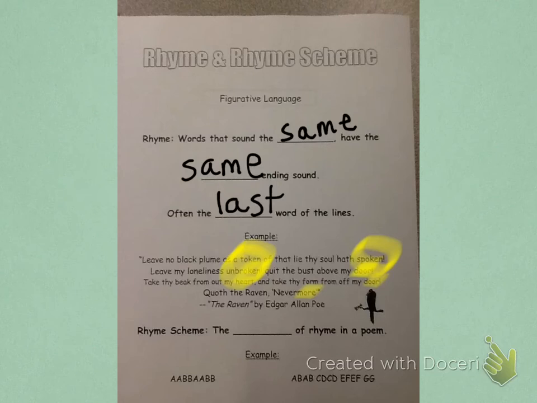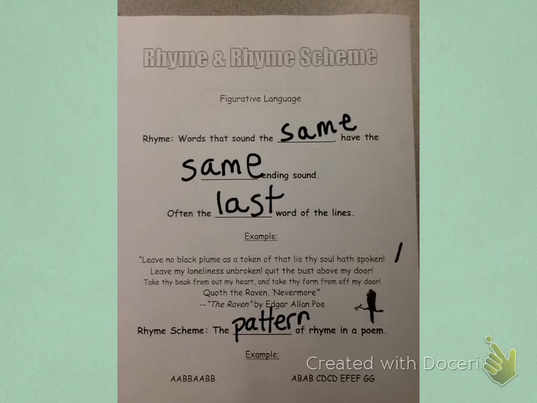Okay? Now, when we get to rhyme scheme, that is the pattern of rhyme in a poem. When we look at rhymes, we a lot of times will give each rhyme a different letter. For example, in this Raven example, we always go with the last word in the line. Always. Not a rhyme inside the line, but always the last one.